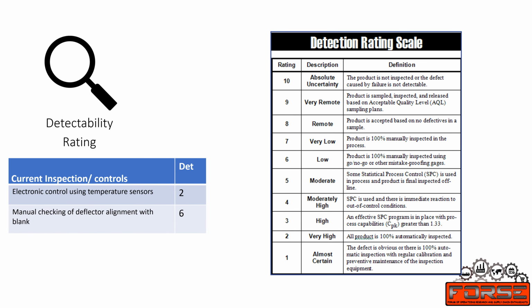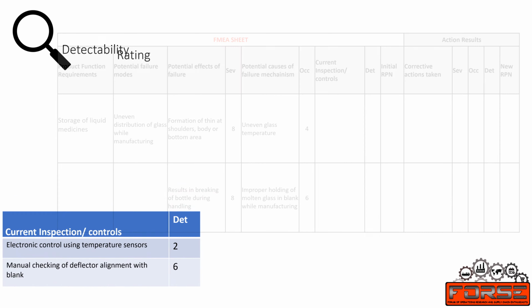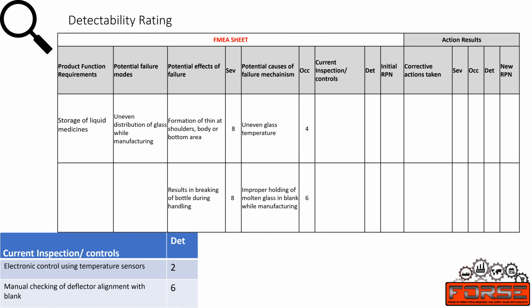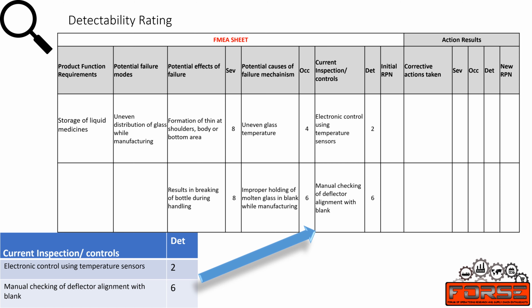Electronically controlled temperature sensors monitor glass temperature and hence it is given a lower detection rating of 2. Proper holding of gob in the blank can be ensured by manual checking of deflector alignment with the blank. Since this is a 100% manual process, its detection is low and its detection rating is high, at 6.